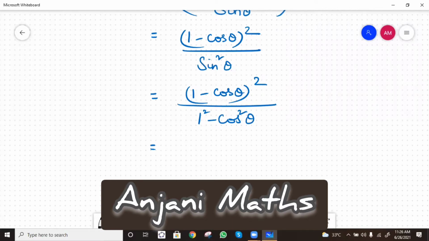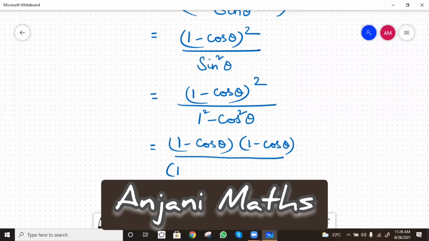So how can we write that? 1 minus cos theta whole square can be written as 1 minus cos theta into 1 minus cos theta. We multiplied that 2 times, that's why we got whole square. A square minus B square will be A minus B into A plus B. Which algebraic identity did we use here? A square minus B square is equal to A minus B into A plus B.